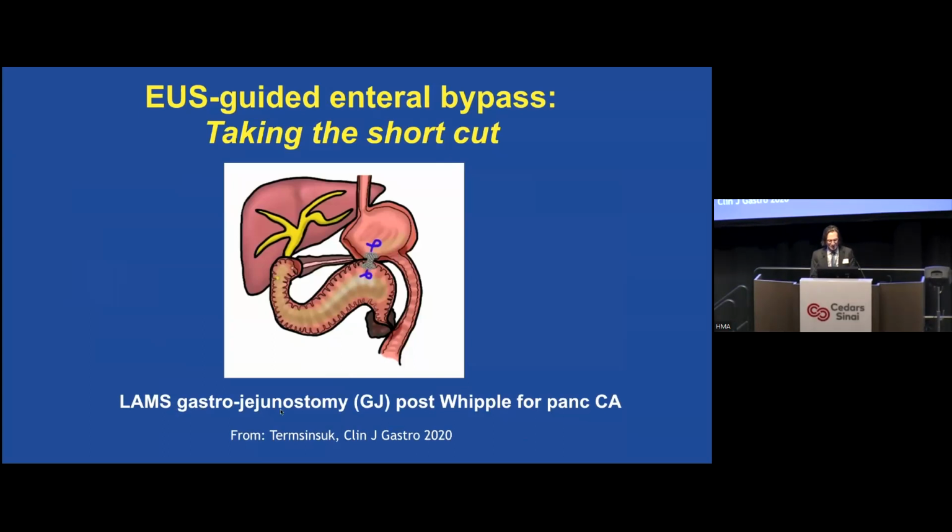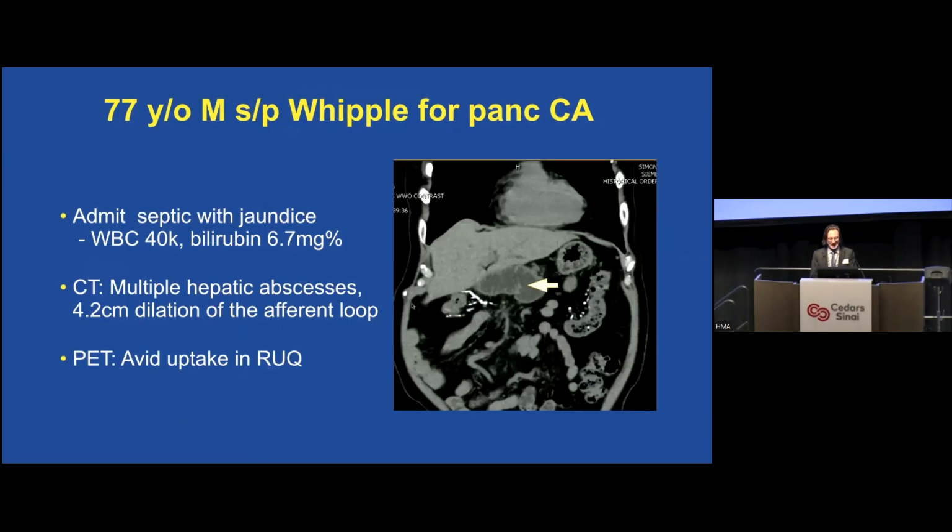The LAMS gastrojejunostomy post-Whipple for pancreatic CA is what we are seeing an increasing number of reports on. And I'm going to share one recent patient of mine, a 77-year-old male post-Whipple from pancreatic cancer. So here you can see the C-loop sign, the dilated afferent limb. He was admitted septic with jaundice, high white cell count, bilirubin elevated.